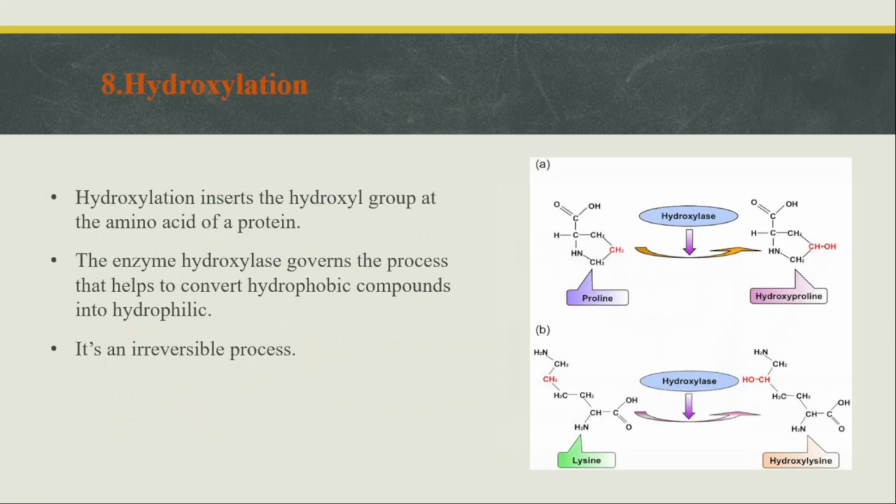And the next one is hydroxylation. The process of insertion of hydroxyl groups at an amino acid of a protein is called hydroxylation. The enzyme hydroxylase governs the process that helps to convert a hydrophobic compound into a hydrophilic one. The best example of hydroxylation is collagen synthesis. It is one of the most common post-translational modifications that adds a functional group to the protein, thereby regulating protein-protein interactions, and it is an irreversible process.